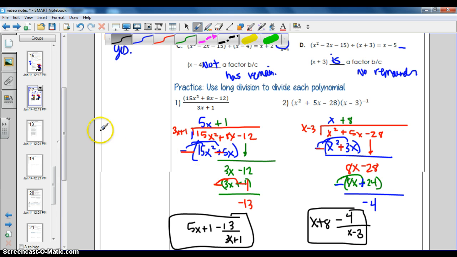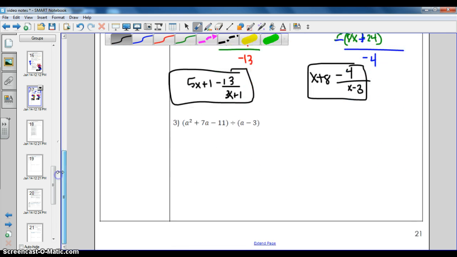All right, try this last one on your own, and we're actually going to change it. I'm going to make it a little bit easier for you. So we're going to change it completely to 2x cubed minus 10x squared plus 3x plus 5 divided by x minus 5. So set it up, try that one, and then we'll check when you're ready.